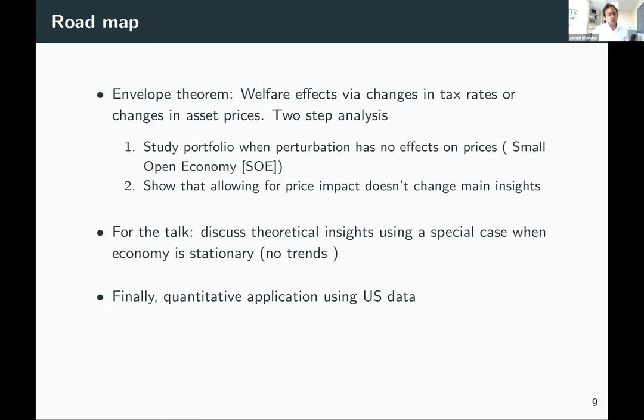The fact that these effects occur through direct and indirect effects motivates a two-step analysis, and that's what I'm going to do. In the first step, we study the portfolio problem, assuming that the perturbation has no effects on prices. This is a very useful benchmark.